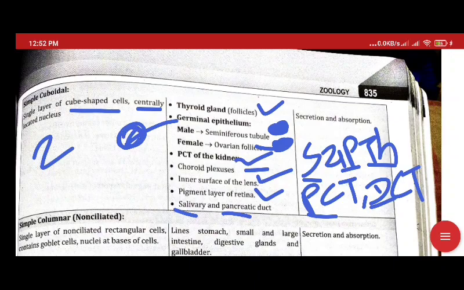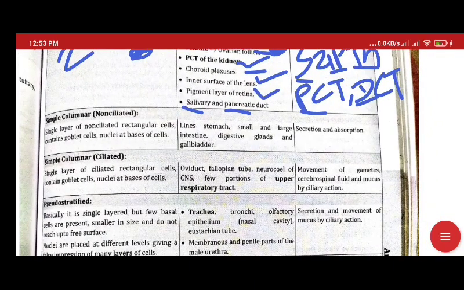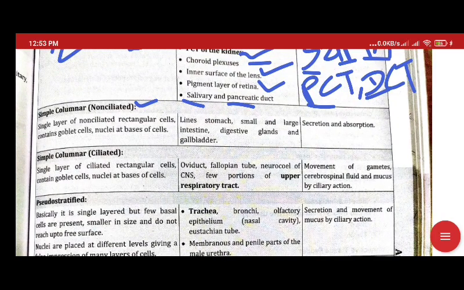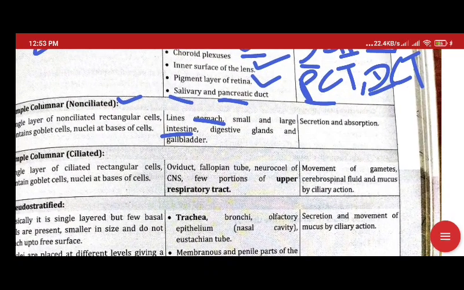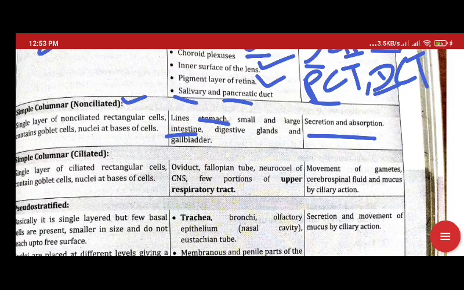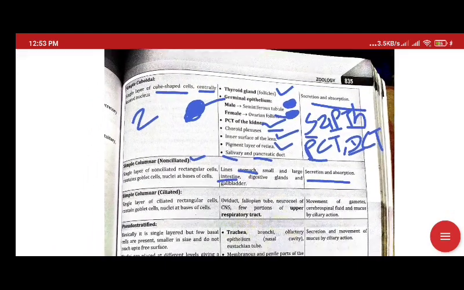We have learned simple cuboidal. Now we have columnar. If columnar is non-ciliated, it is found in the stomach, small intestine, rectum and anal canal, and in the urethra. The function is secretion and absorption, here also.